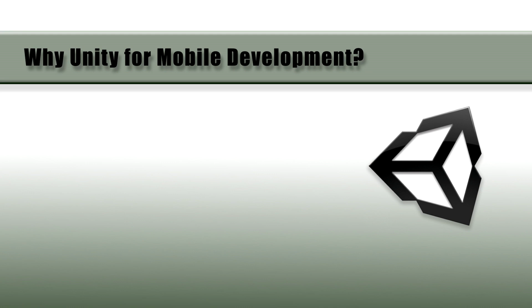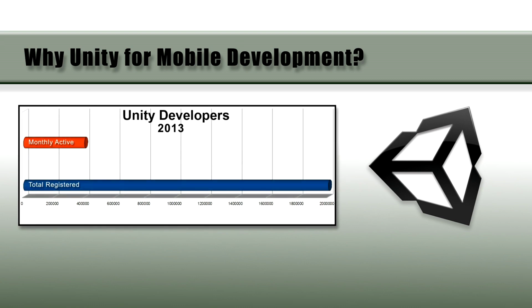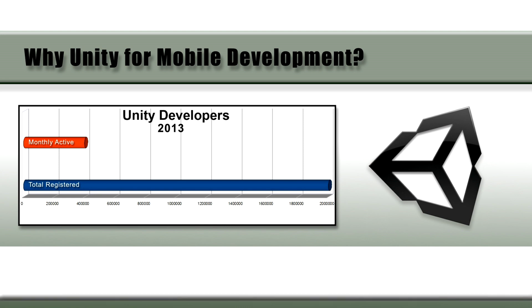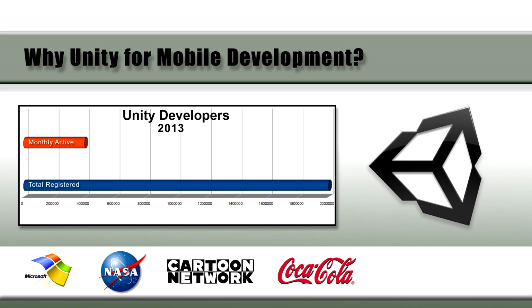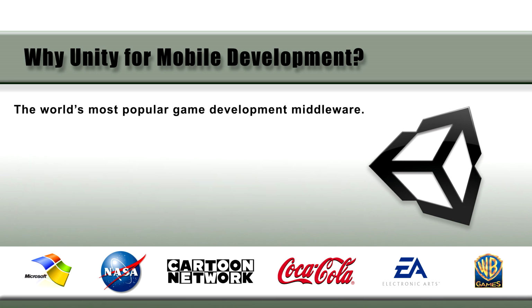Well, we already know that Unity is an insanely popular game development middleware, with over 400,000 monthly active developers and 2 million registered developers in total. Unity already claims such customers as Microsoft, NASA, the Cartoon Network, Coca-Cola, Electronic Arts and Warner Brothers, to name but a few. But it is in the mobile ecosystem that Unity really dominates. It is by far the world's most popular game development middleware, so using Unity for our mobile games puts us in very good company indeed.